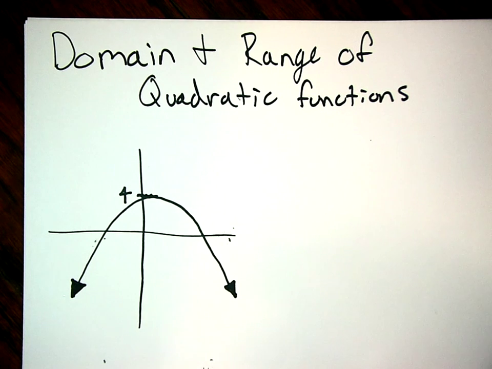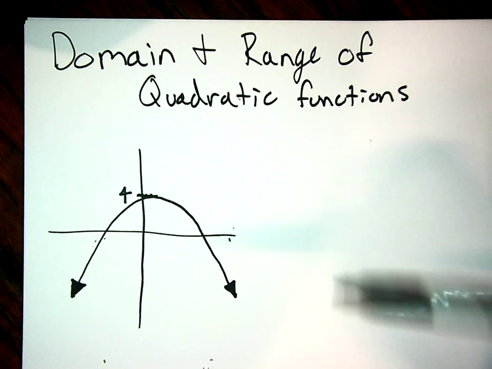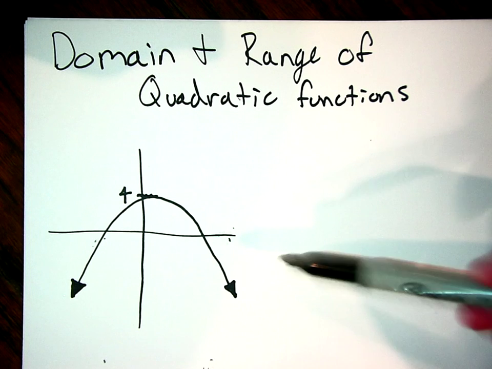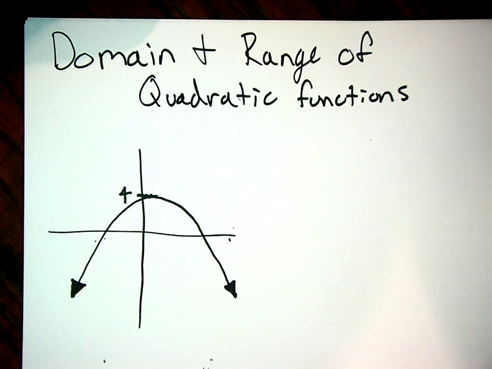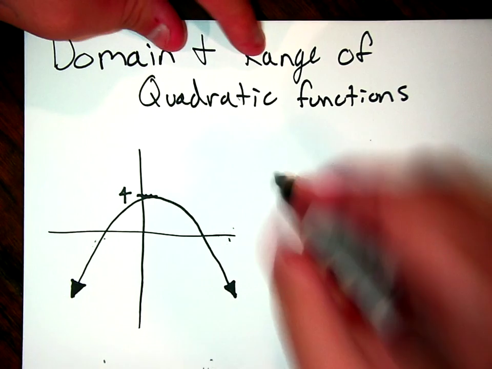99.9999% of the time, the easiest way to do that is to graph the function. Okay, graph it, have a look at what it looks like, and then try and determine the domain and range from there. Okay, so let's go ahead and get started.